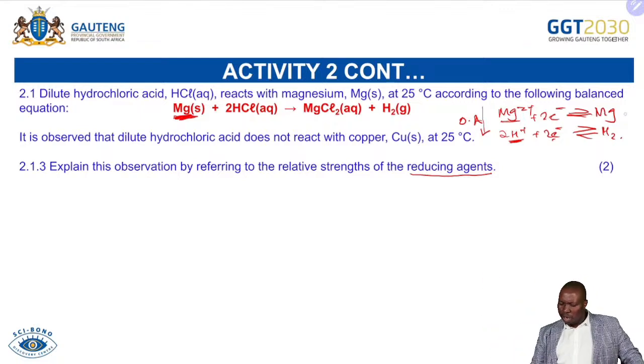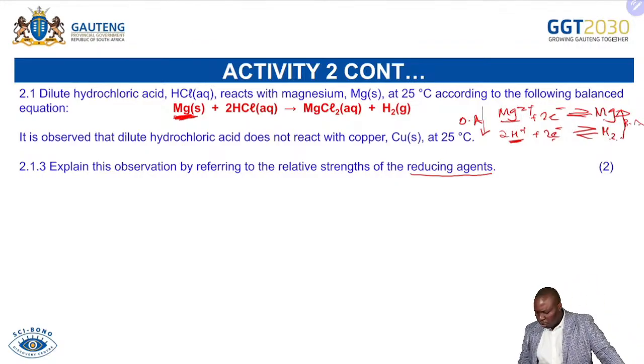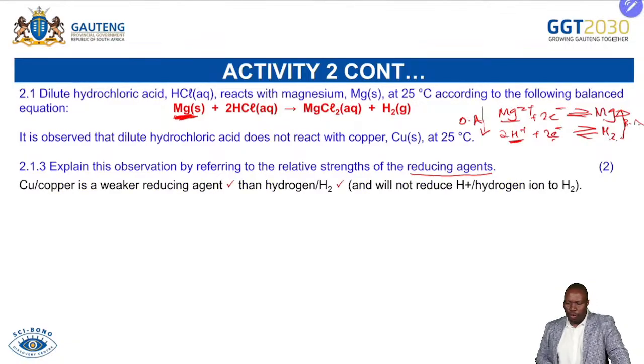Now, you are simply saying, reducing agents increase in strength as we go up. Which means my magnesium is a stronger reducing agent than H2. Therefore, magnesium will be oxidized to magnesium 2+. So you are able to respond to that question by looking at the table. You can talk about a weaker one or a stronger one. I always choose to talk about the stronger reducing and oxidizing agent.